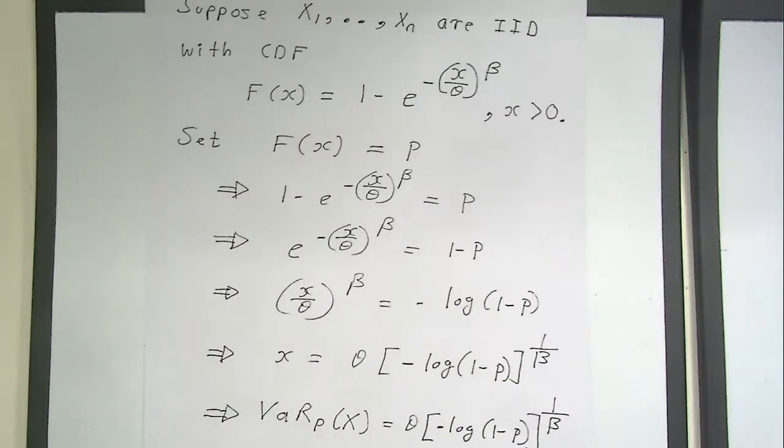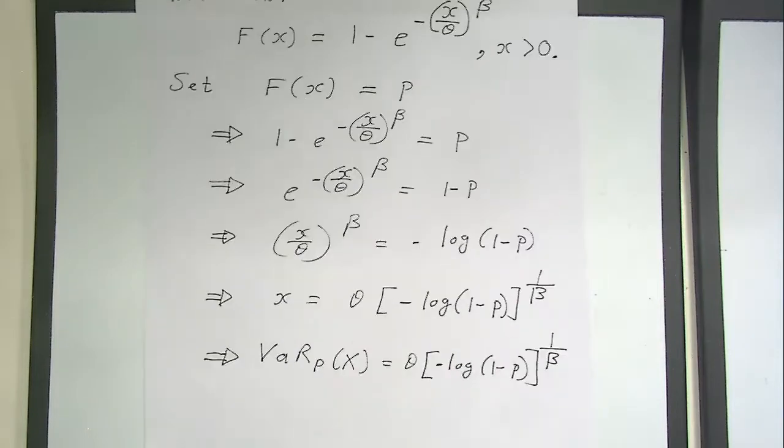So this is the formula for VaR if the data on the losses follow the Weibull distribution. And here we have two parameters, theta and beta. So for this formula to be useful, we need to estimate these two parameters. So that's what I'm going to talk about now.